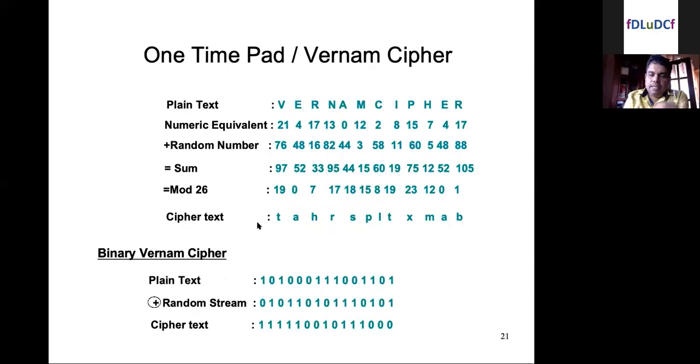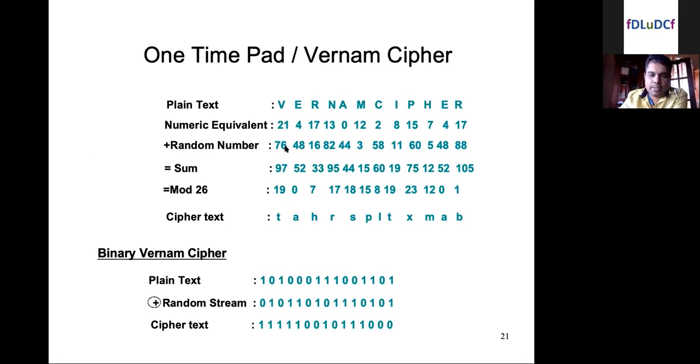So for example, if I detail it, let's say we have some plain text here to be encrypted. We have to represent this plain text by some number, maybe starting from 0 or starting from 1. So this is an example starting from 0. And then we have to add some random number. That is what I mentioned, like the letter in the random pad. So we add them together.